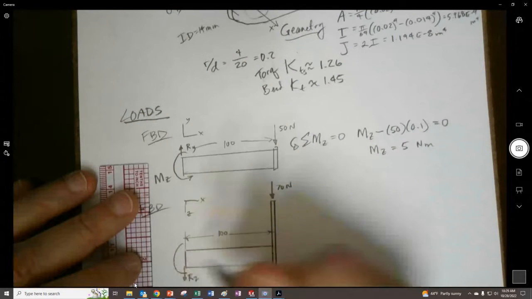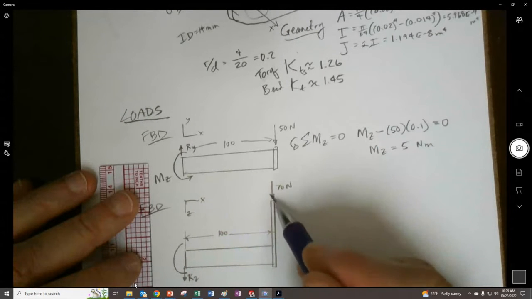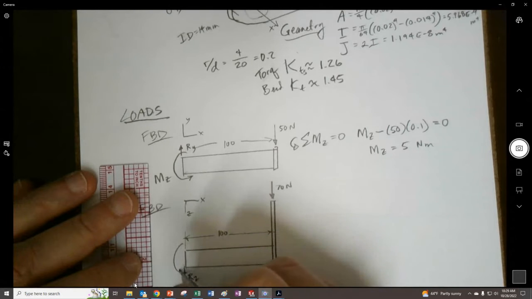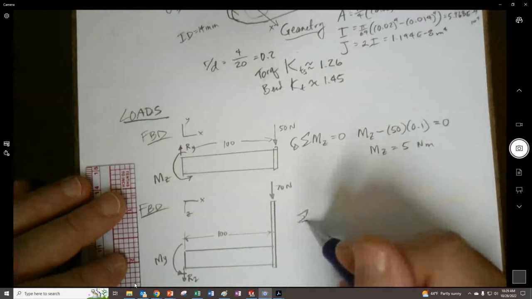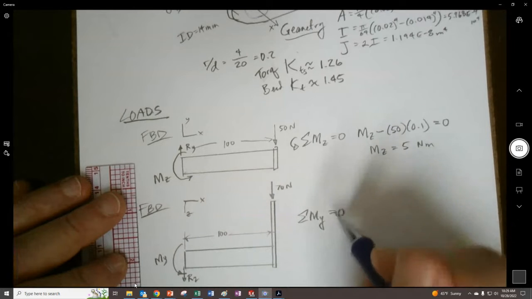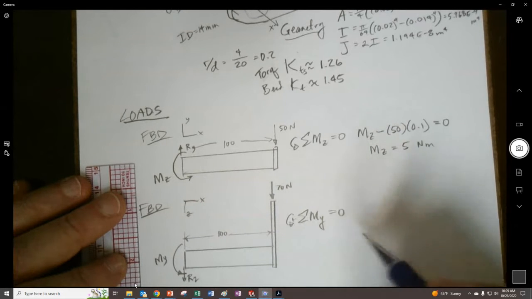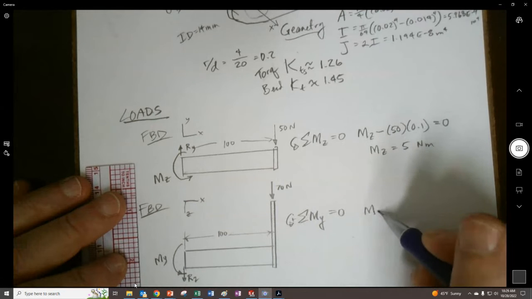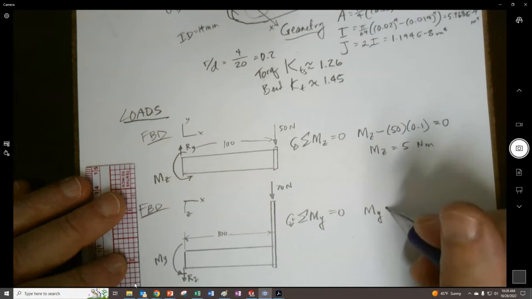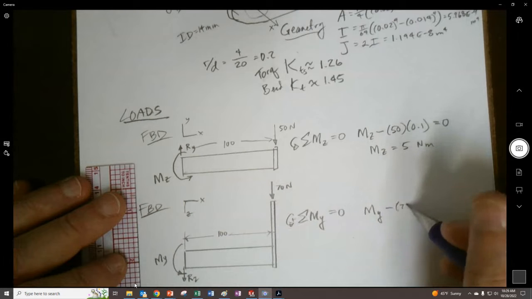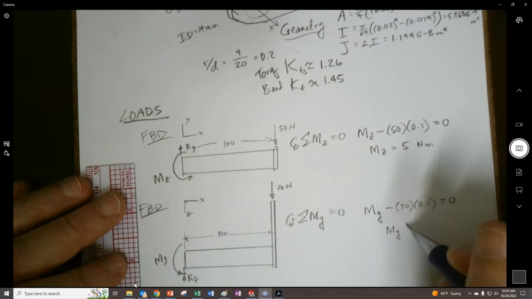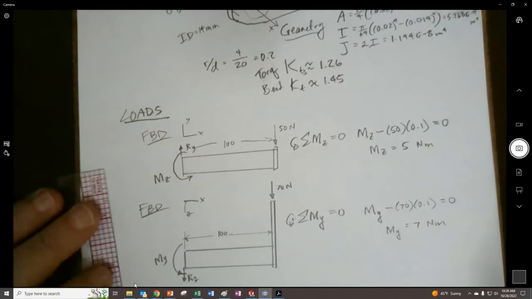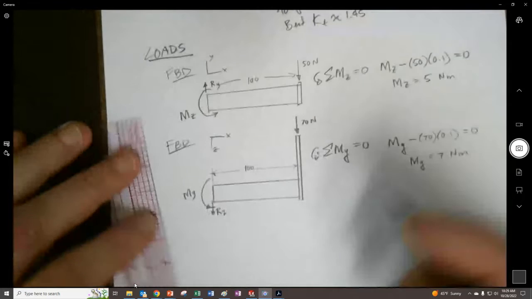Right here. And then in terms of reaction moment, once again, that's going to be clockwise. So this you can predict is going to be counterclockwise, and this is going to be My. So taking the summation of moments about the y is equal to 0. Consider that positive. So we'll take the My and then minus the 70 times 0.1, and this too we can do in our heads. 7 Newton meters. And then the last FBD to do.